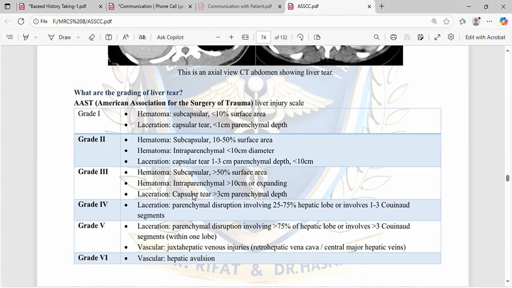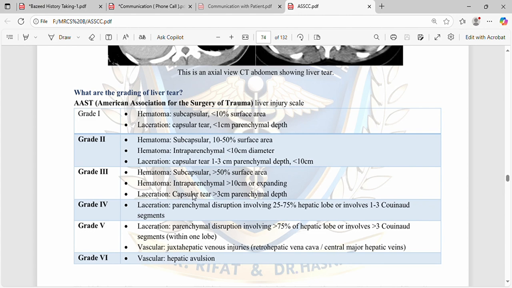And then the hematoma, which is intraparenchymal. It is only in grade 2 and grade 3. In grade 2, the intraparenchymal hematoma is less than 10 centimeters in diameter. And in grade 3, it is greater than 10 centimeters or expanding.